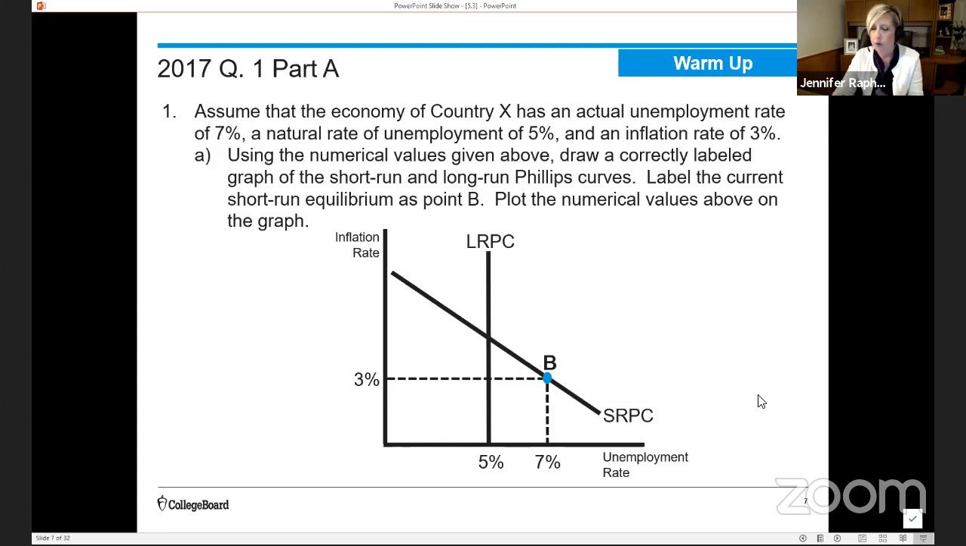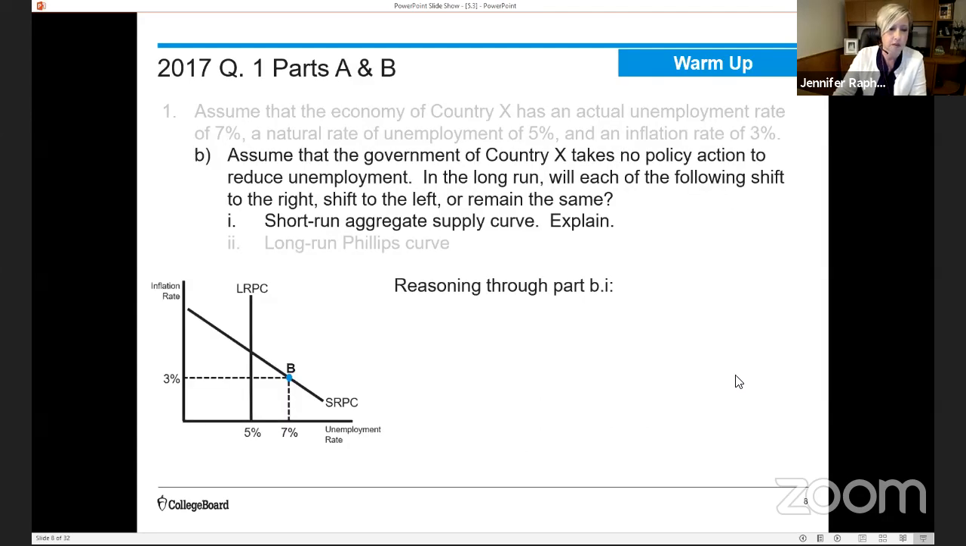Now we're going to go to part B and do something similar. I'm going to bring the graph with us, just so that we have it in front of us while we're looking at the problem. This is part B. Assume the government of country X takes no policy action to reduce unemployment. In the long run, will each of the following shift to the right, shift to the left, or remain the same? So we have to answer the question about the short run aggregate supply curve and eventually the long run Phillips curve. But take about 30 seconds to think through what you know about the relationship between the Phillips curve model and the ADAS model, which is where the short run aggregate supply curve is. And then we'll go through the reasoning.